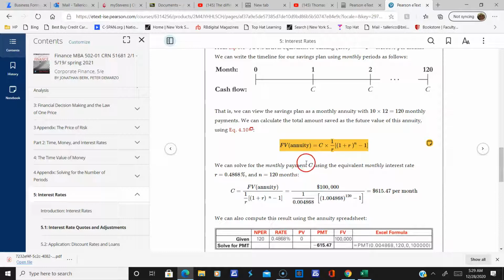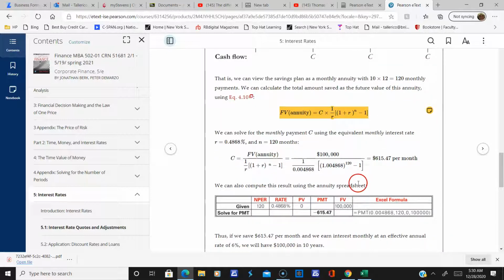So we do solve for the monthly payment, C, and we use this equation, and all we do is put up here 100,000, and you do a little jockeying with the math, right? 100,000, and here's the monthly interest rate. Remember, you have to do apples to apples. Here's the monthly interest rate, and here is the number of periods, and it comes out that you have to put $615.47 a month in the bank, and at the end of 10 years you'll have $100,000.